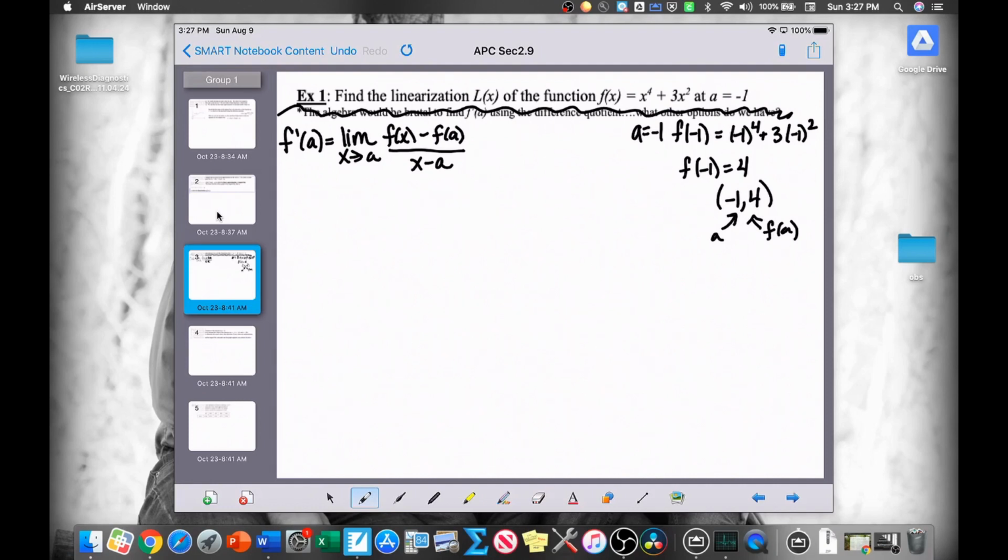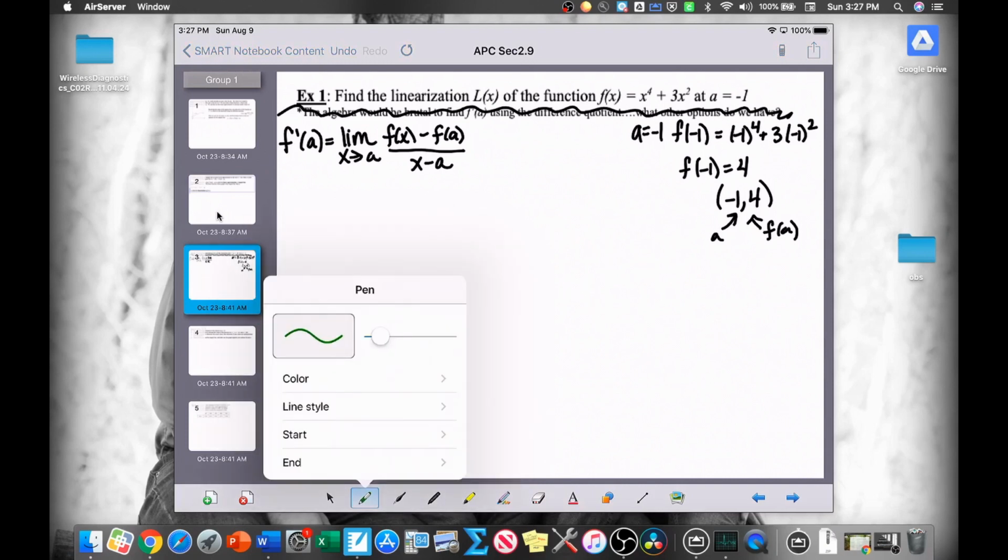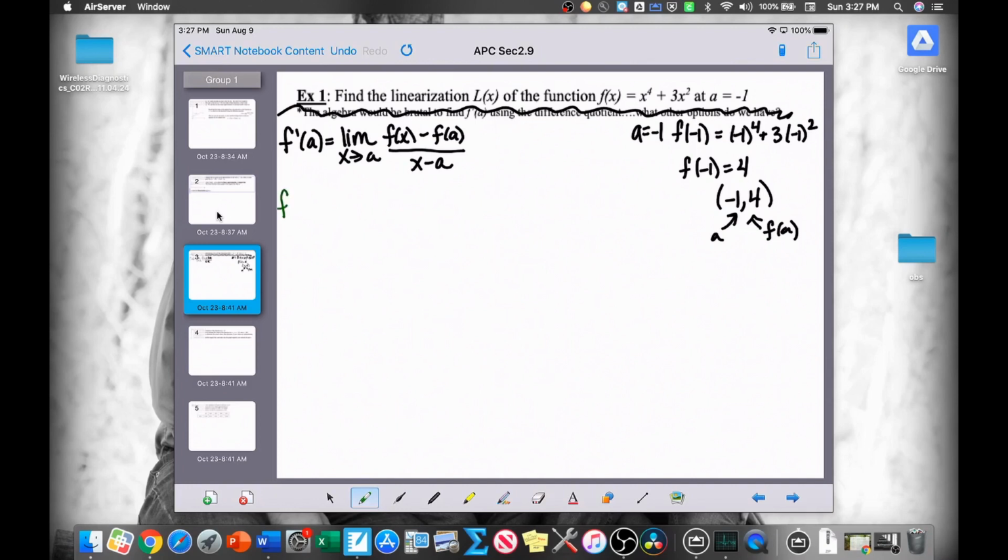All right, so let's go ahead and do our difference quotient here and find our slope. So f prime of negative 1 is going to be equal to the limit as x approaches negative 1 of our function, which is x to the fourth plus 3x squared, minus f of a, which we just found is 4, divided by x minus a, which is negative 1. Well, minus a negative, chop chop, that becomes plus.